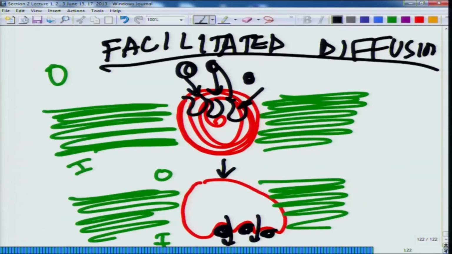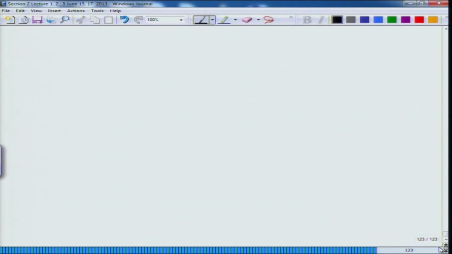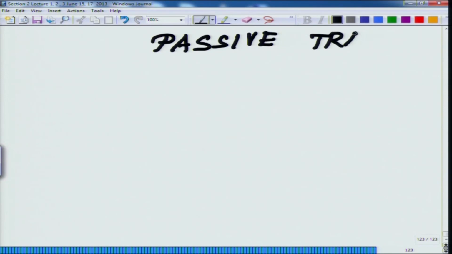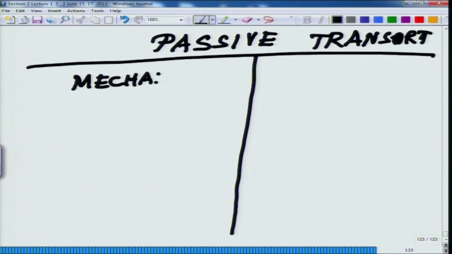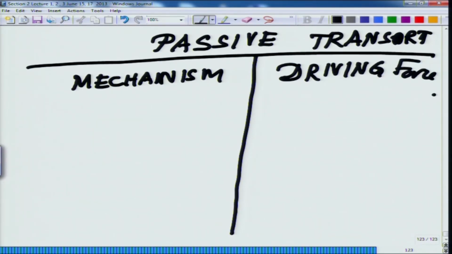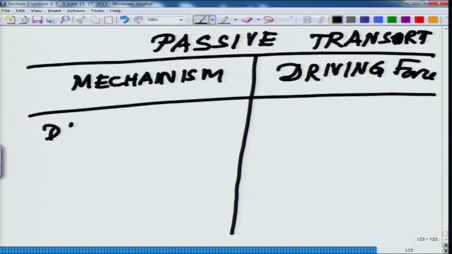If I had to classify the mechanism and the driving force, which I am going to do for passive transport before I move on to active transport, I am classifying passive transport by mechanism and the driving force.